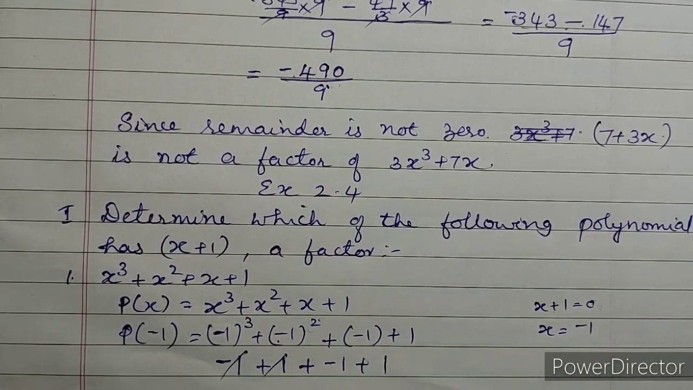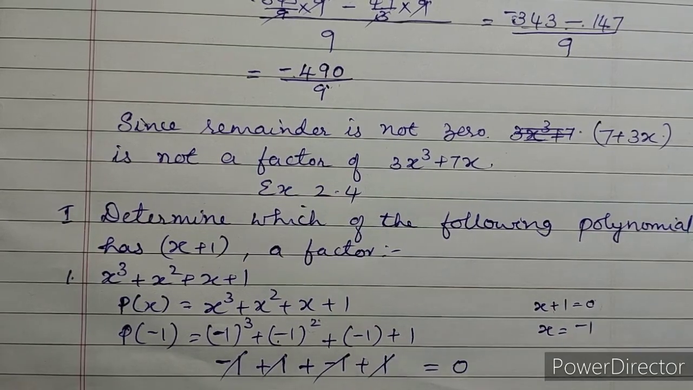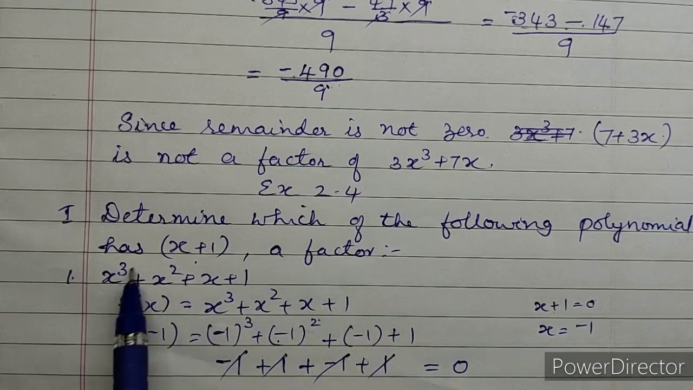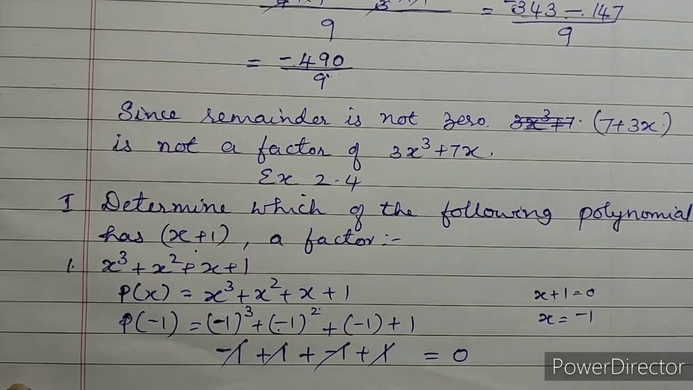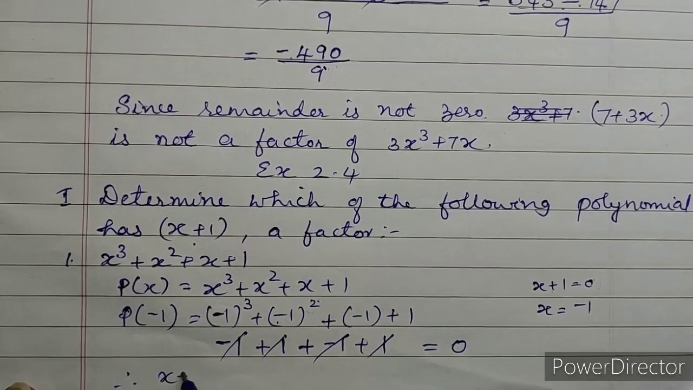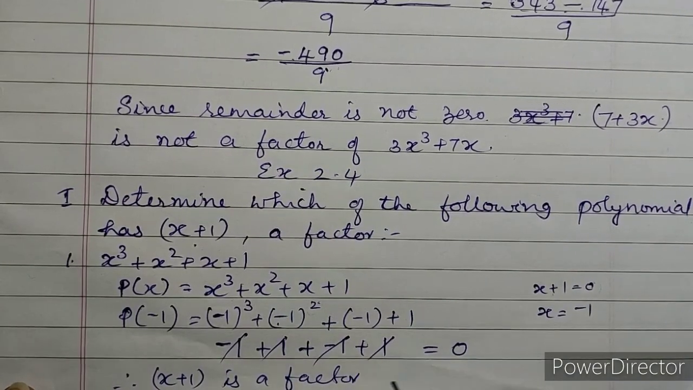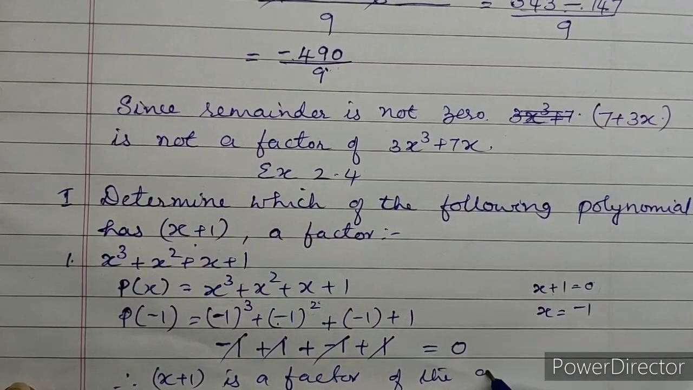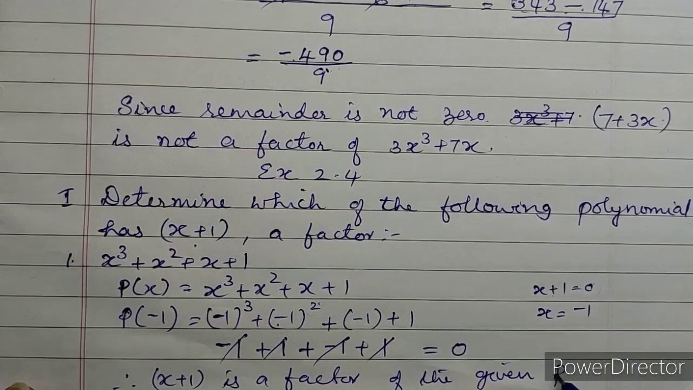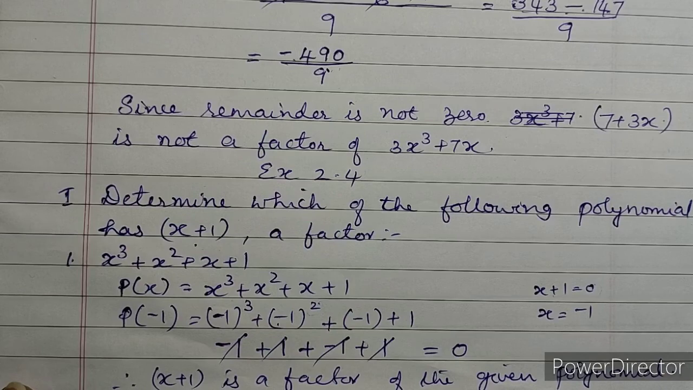So minus 1 and plus 1 cancel. Again minus 1 and plus 1 cancel. Answer is 0. So what you can write? x plus 1 is a factor of the given polynomial. So therefore, x plus 1 is a factor of the given polynomial. You have to write the conclusion. So this is the way you have to do the sums.